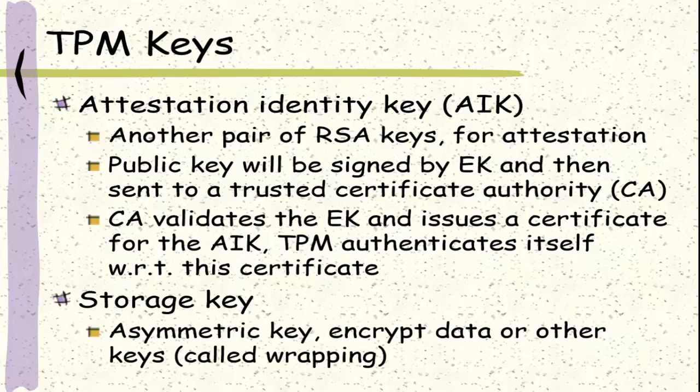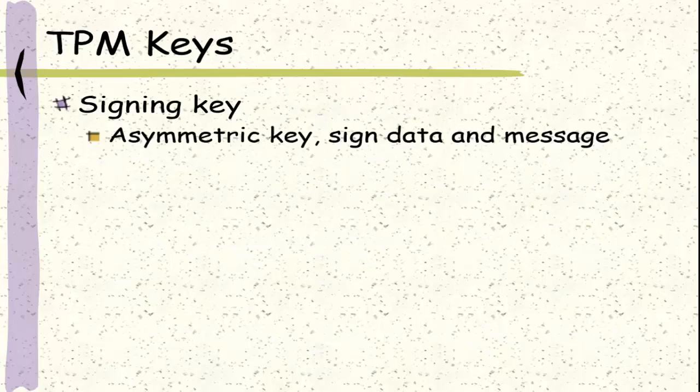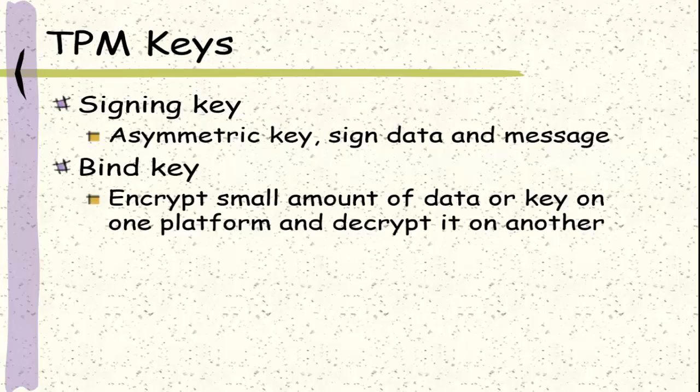Storage keys are asymmetric keys used for encrypting data or other keys. This encryption process is sometimes referred to as wrapping. Signing keys are general-purpose keys used to sign applications data or messages. Binder keys are used to encrypt a small amount of data or key on one platform and decrypt it on another platform.